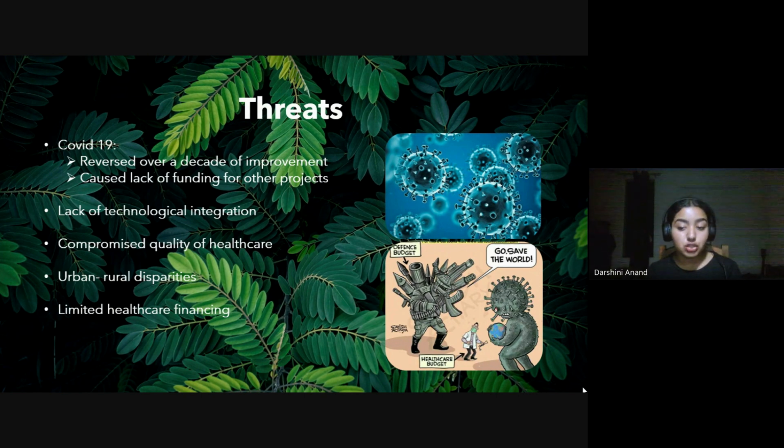Another significant issue we face is the fact that the common people are the ones that suffer the most due to urban rural disparities. Healthcare services are often concentrated in urban areas, leaving rural populations to face challenges in accessing timely and appropriate healthcare. We also face a shortage in healthcare financing. Limited public spending on healthcare results in out of pocket expenditures, pushing many families into poverty.